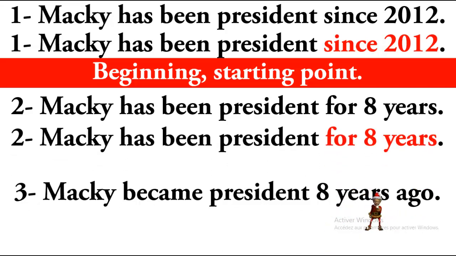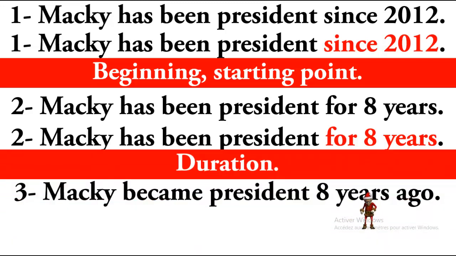Number 2, Macky has been president for 8 years. Why for? We use for here because it is the duration of the action or the situation or the event. Meaning what? Meaning from 2012 to today, 2020, 8 years have passed. So Macky's duration at the presidency is 8 years. So for 8 years is the duration. So since is for the beginning and for is for the duration.